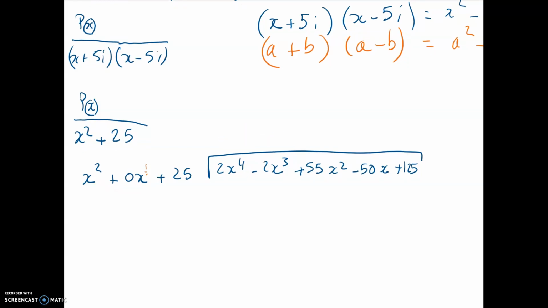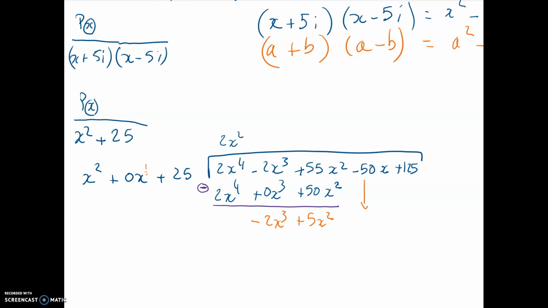So what I'm going to do is divide 2x to the fourth by x squared. That gives me 2x squared. 2x squared multiplied by x squared gives you 2x to the fourth. 2x squared multiplied by 0x gives me plus 0x cubed. 2x squared multiplied by 25 gives me plus 50x squared. Because I am doing a long division, I know I will have to subtract these terms. And so that gives me at the end a negative 2x cubed plus 5x squared, and I'm going to bring down negative 50x.